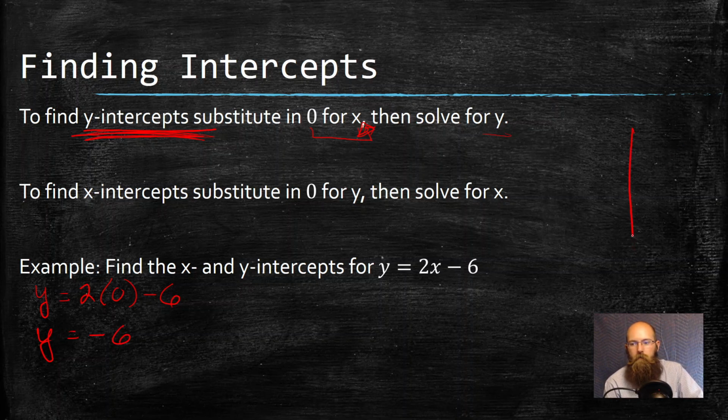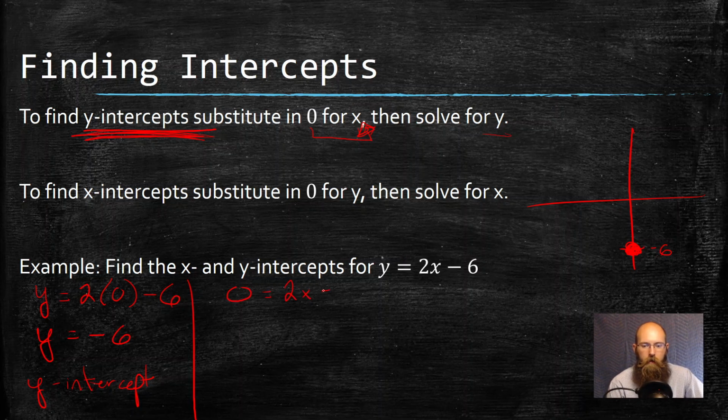So that means, should put a graph on here, I cross my y-axis down here at negative 6, because y equals negative 6. So that's definitely my y-intercept. Now, I'm going to substitute a 0 in for my y. So 0 equals 2x minus 6. Let's solve for x. It's my only letter, so I have to. I'm going to add 6. 6 equals 2x. I need to solve for x still, so I need to divide by 2.